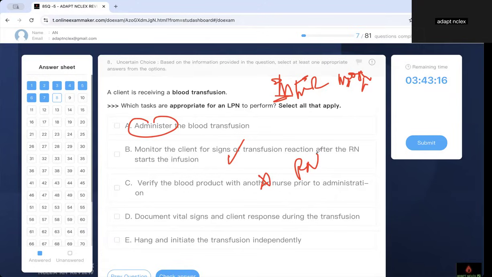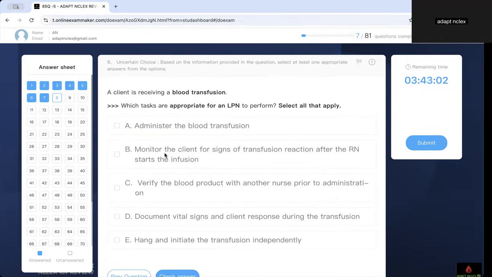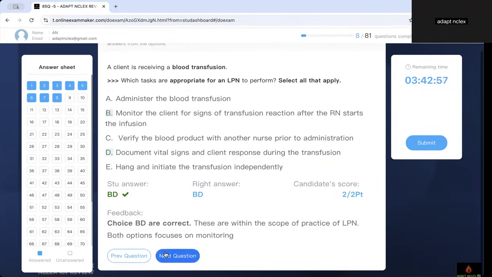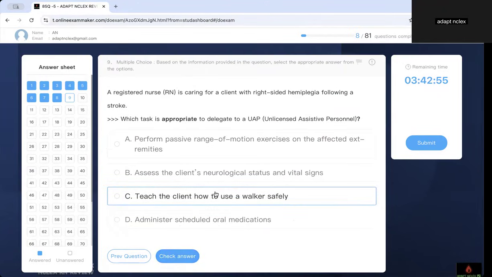Document the vital signs and client response during the transfusion. It requires what? Monitoring. They can do that. Hang the initial blood transfusion independently. They cannot do that. So the right answers are B and D. So those are the 2 answers. But these are concepts I want you to master and know. Another delegation question. Don't freak out. You know the concept, write it down.